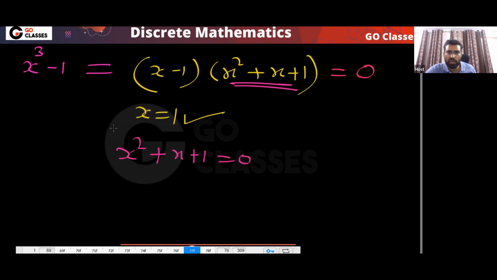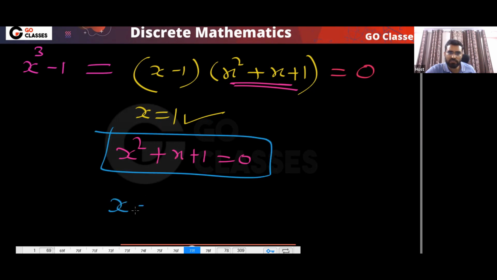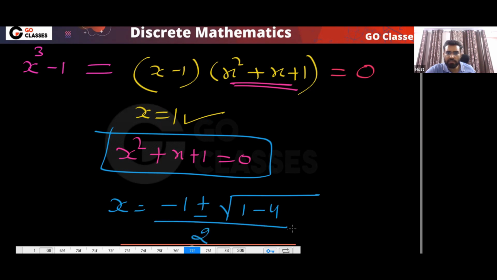From here, this is your quadratic equation. From here, what will be x? That will be minus b plus minus under root b square minus 4ac upon 2a. Agree? This is the quadratic equation. So from here, x will be minus b plus minus under root b square minus 4ac divided by 2a. So this will be the value of x.